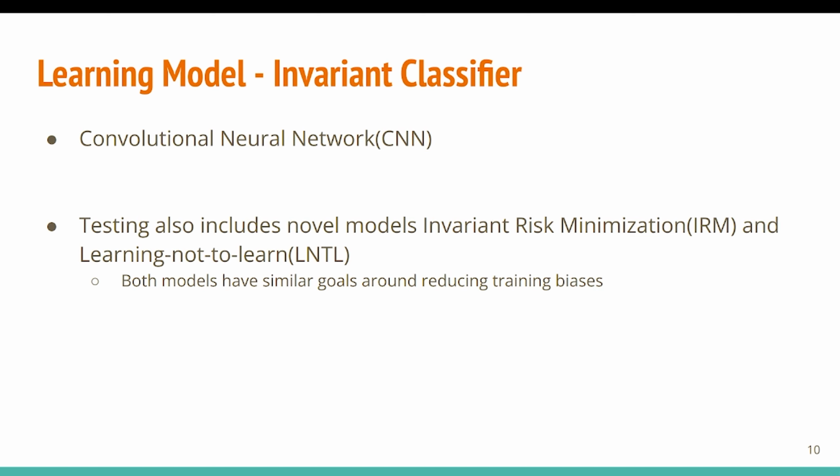Now our invariant classifier. We have our CGN, which generates counterfactuals, and then we need to use our counterfactuals to train an invariant classifier to do our image classification. It uses a convolutional neural network, and when we talk about the testing later, we also have these other models: IRM, which is invariant risk minimization, and learning not to learn, which are similar models and similar research to this, which revolves around removing some biases based on the training.